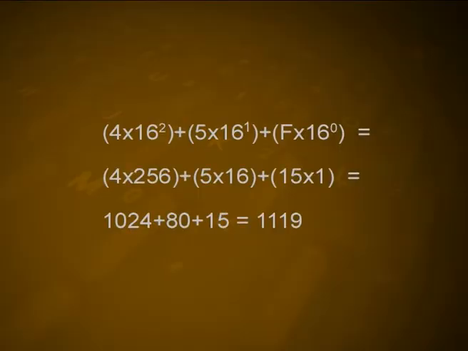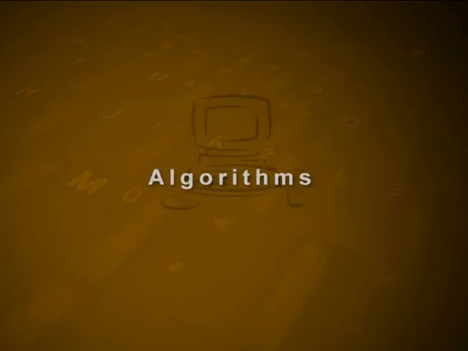The decimal equivalent of the hexadecimal number 45F to the base 16 can be written as 4 into 16 square plus 5 into 16 to the power 1 plus F into 16 to the power 0, which is equal to 4 into 256 plus 5 into 16 plus 15 into 1, which is equal to 1024 plus 80 plus 15, which is equal to 1119.